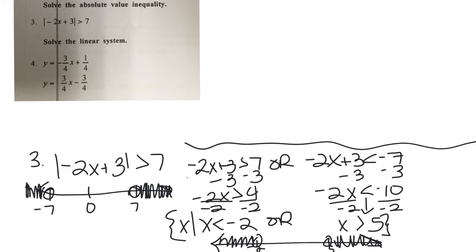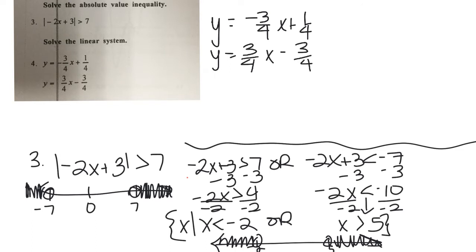Okay, and now we're looking at number 4. Solve the system of linear equations. y equals negative 3/4 x plus 1/4, and y equals 3/4 x minus 3/4. So they're both equal to y, so I'm going to use the substitution method, set them equal to each other.